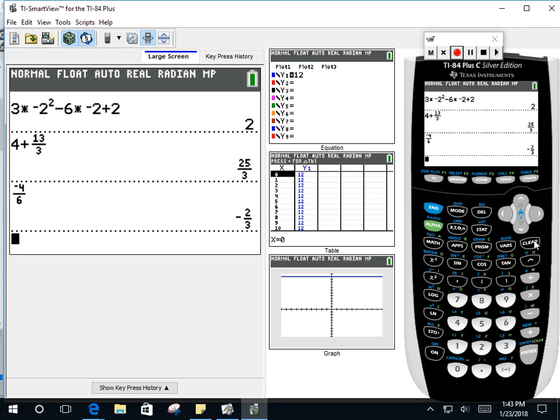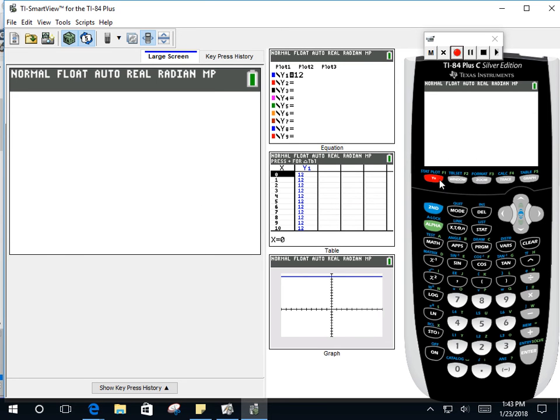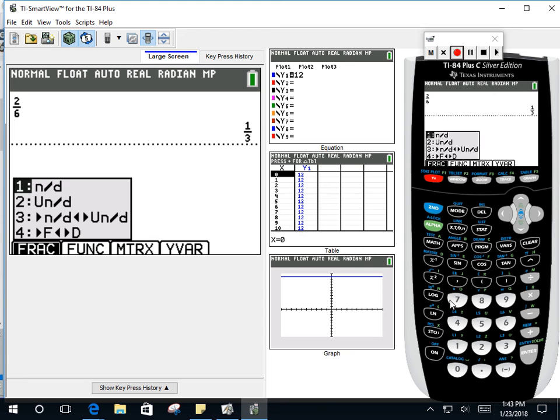Okay, let's go over how to reduce in the calculator. In the calculator, if you go to alpha y equals, n over d, and you just type in the fraction that you're trying to reduce, 2 over 6, and then hit enter, it will reduce it for you. If you type in a fraction and it spits out the same fraction, that means it's already in lowest terms and can't be reduced.